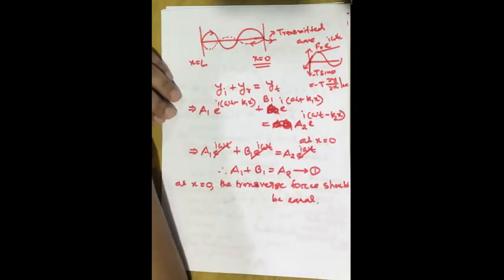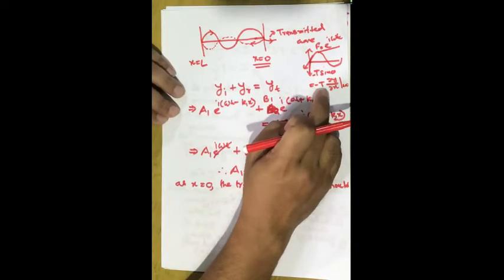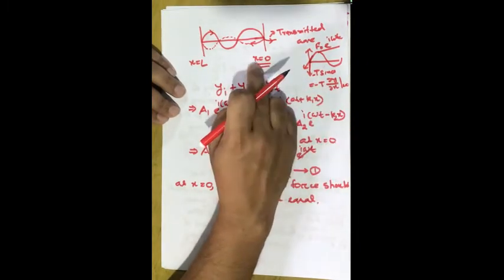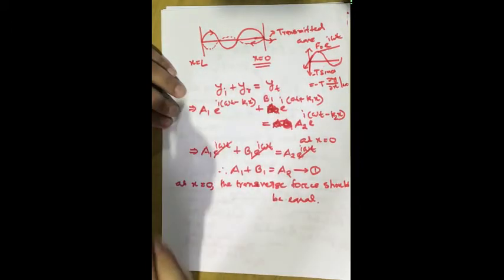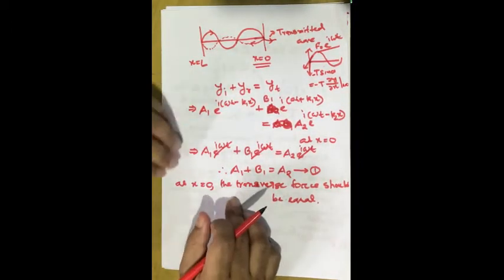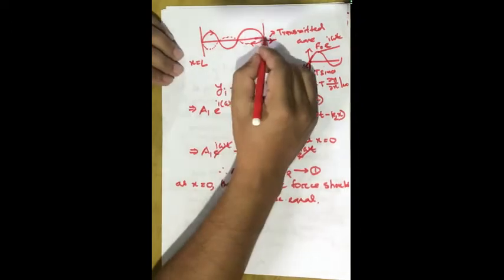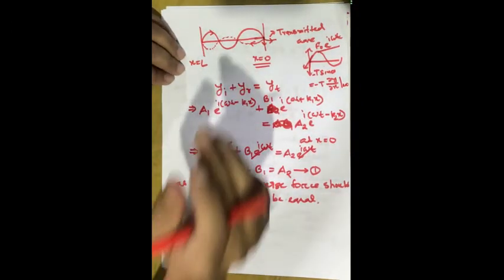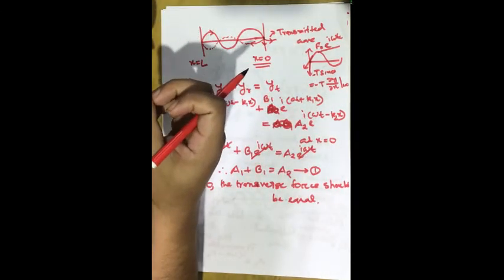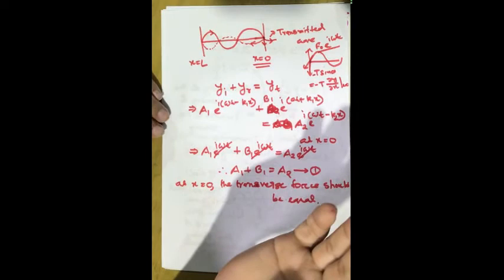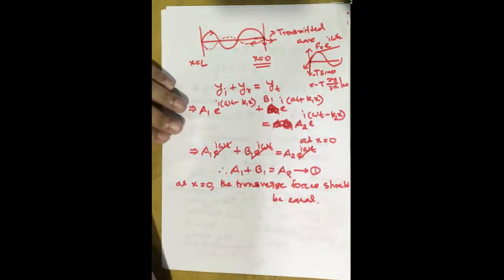Okay, now what we are going to do, we are going to put the same condition at x is equal to 0 here. Okay, so if we equate the transverse force at both sides, because at this point there should be one value of the transverse force. So for the reflected and incident wave, what was the value of the transverse force? That should be equal to the transmitted wave. So this is a very simple expression.